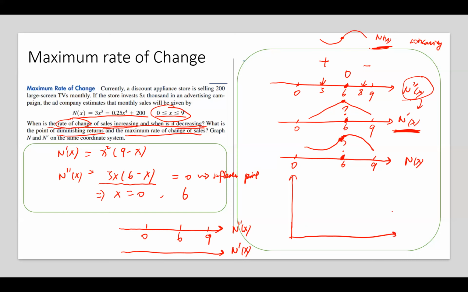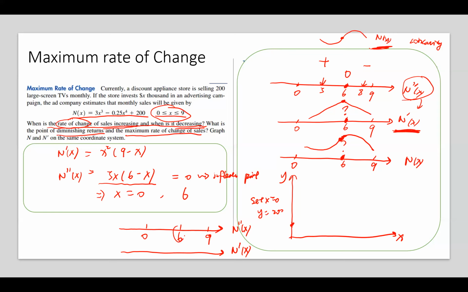Right, so we have the x, and we have y here. To be able to draw the graph, we need to have a few points. The first one is, what is the intercept? So set x equal to 0, then what is the value of y? So y will be equal to 200 in this case. So it's just 200.